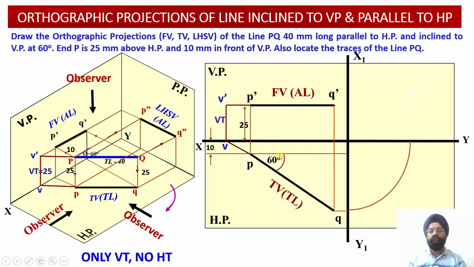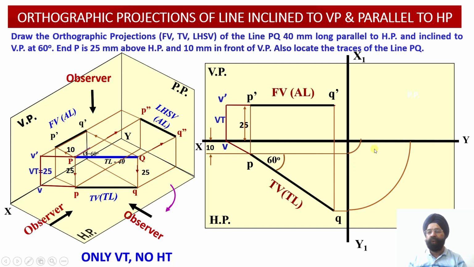We need to draw two horizontal projectors through point P and through point Q, such that these two horizontal projectors should be intersecting with the x1 y1 reference line. So what we want to do over here is translate or transfer the distance of the point P from the vertical plane, and similarly the distance of the point Q from the vertical plane, onto the profile plane over here.